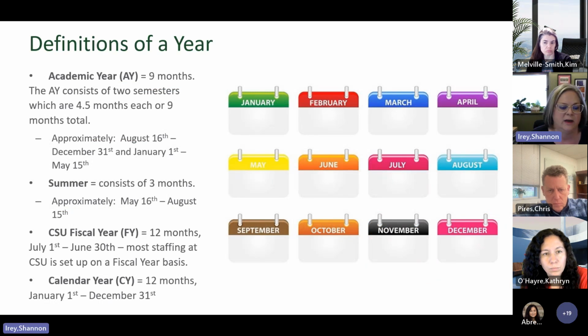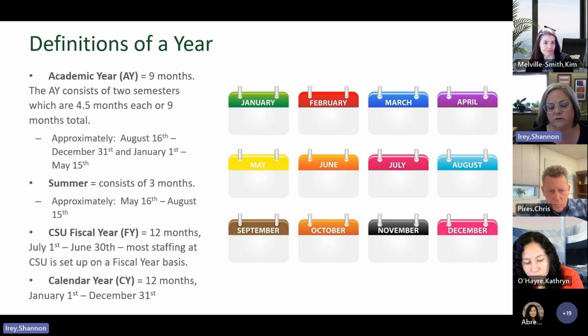Okay, so again, we're just going to be covering some very typical vernacular surrounding students, and we want to define what a year is, because we have an academic year, which is 9 months. We have our summer, which is 3 months. So that makes up a full year, right? 9 plus 3, last time I checked, was 12. But then CSU also defines a fiscal year, and we have a calendar year. So I've put all those definitions in there.